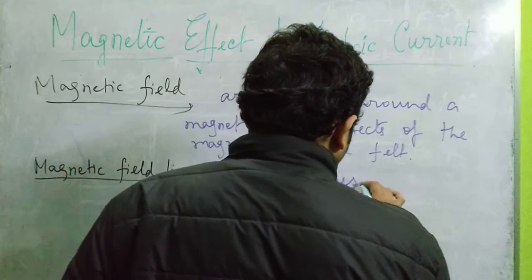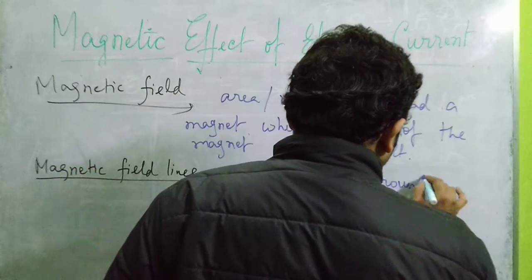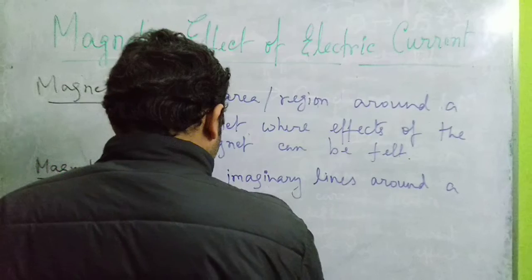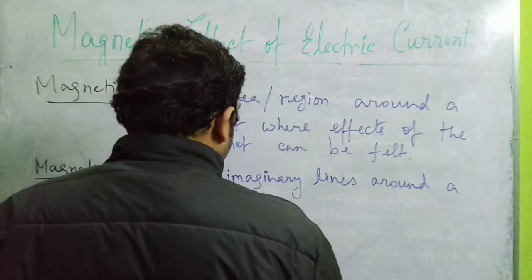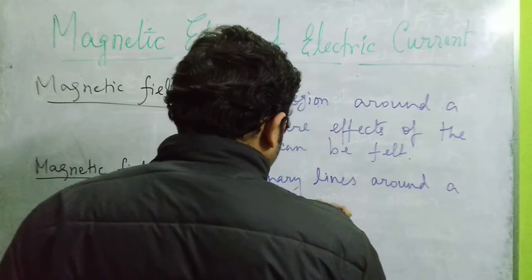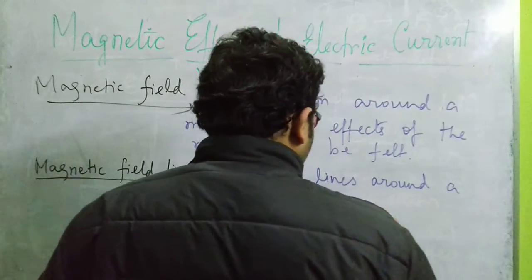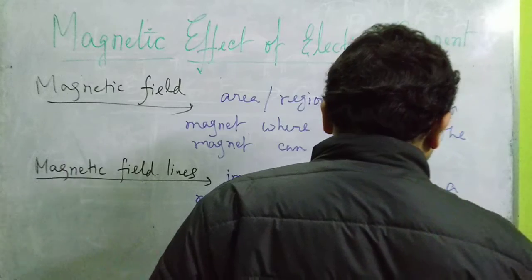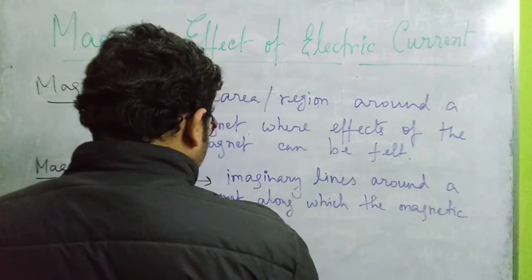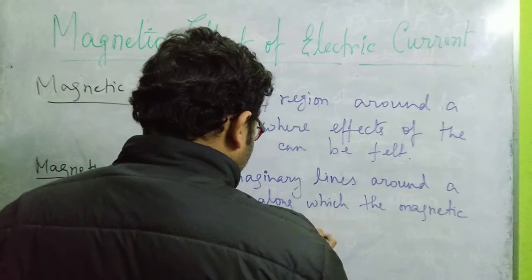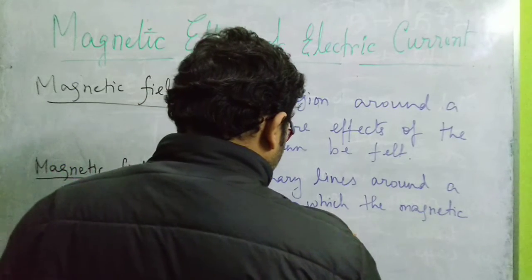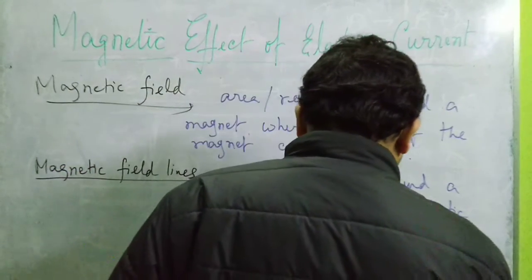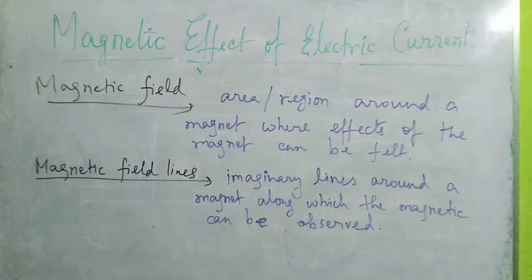So if I sum it up, I can say that these are imaginary lines around a magnet along which the magnetic effect can be observed. So these are the magnetic field lines. They are imaginary lines, they are not present in real.